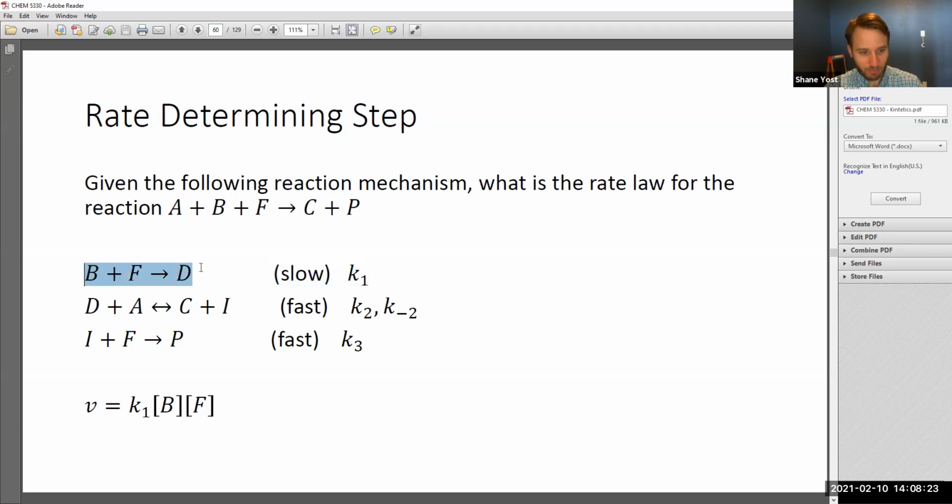the rate law for this elementary step is just K1 times the concentration of B times the concentration of F. And because this is my slow step, my rate determining step, the rate of my overall reaction is equal to the rate of that first reaction, which is just K1 times B times F. And since B and F are reactants, we're done. We don't need to worry about anything else. That's our final rate law, and we're good to go.